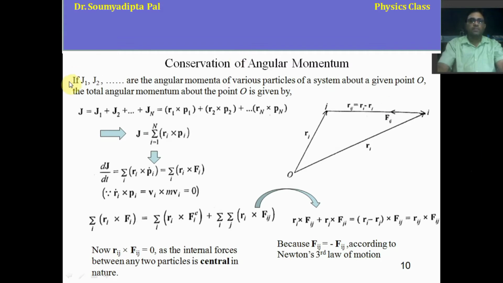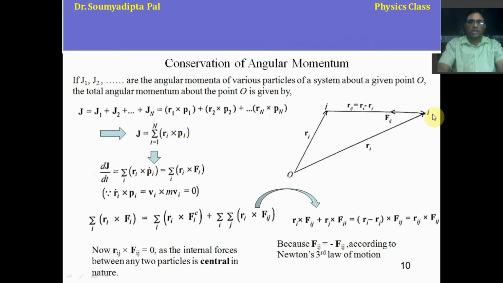Here, as this is a system of particles, there are n number of particles, and we can say that the angular momentum of the first particle is J1, then J2 is the angular momentum of the second particle, like that. So J1 is basically R1 cross P1, J2 is R2 cross P2, like that. Okay, so we can write J equal to summation i equal to 1 to n Ri cross Pi.